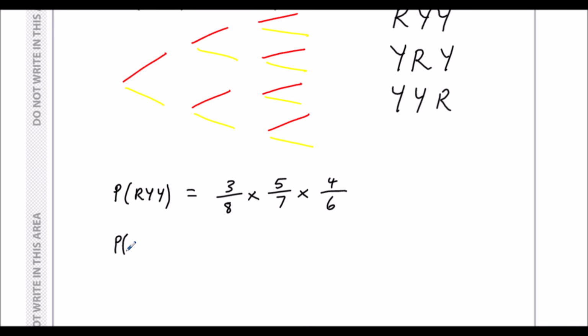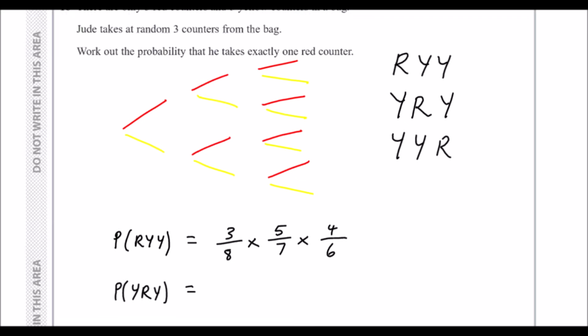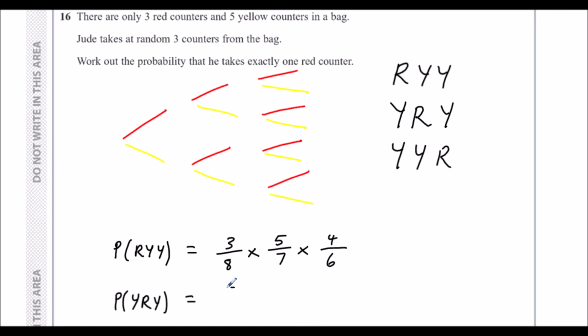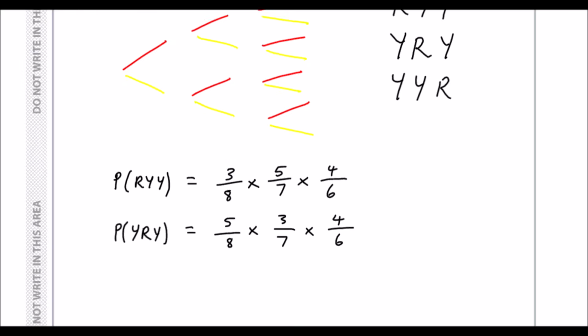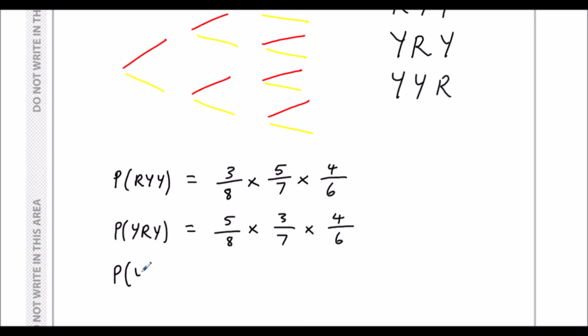The probability of getting yellow, red, yellow. The first pick, yellow, will be 5/8. Then if we've taken a yellow out, there are still 3 reds out of 7 in total. And if we've taken 1 red and 1 yellow out, there are 4 yellows left out of 6 in total. And finally, yellow, red, yellow will be 5/8 times 4/7 times 3/6.